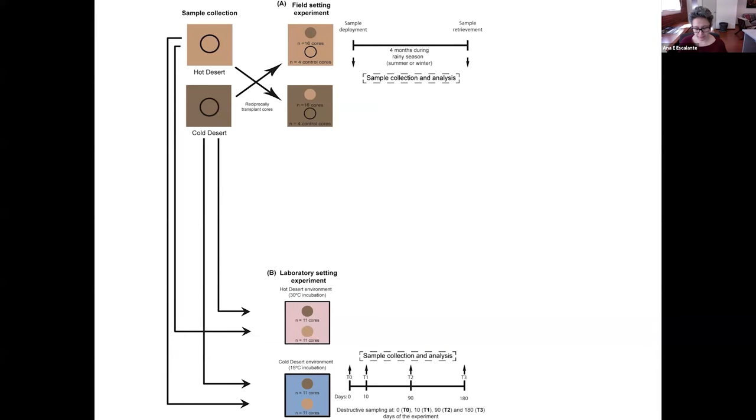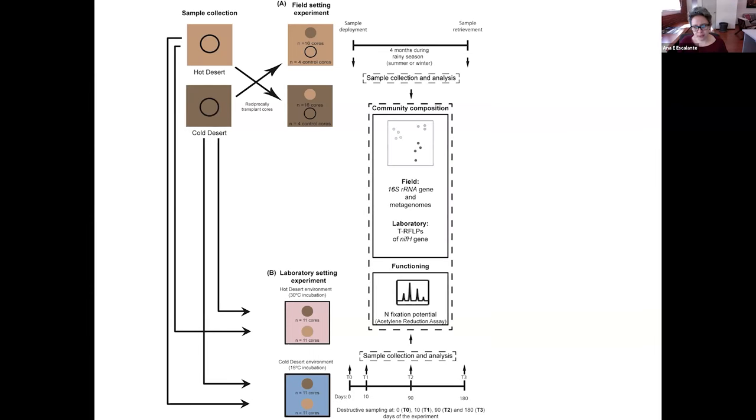And for the lab setting, we followed up the responses and the changes in composition for 180 days. We sampled at different times, at 10 days and then at 90 days and at 180 days. So it was T0, T1, T2, and T3.